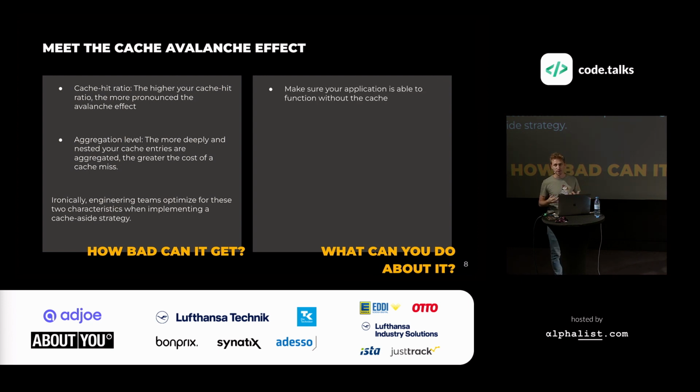And so what can you do about it? Let us go quickly over these steps. The first one is make sure your application is able to function without a cache. This sounds obvious, but it's not so obvious. And as with any calculated risk or calculated downtime, you don't need it to happen in production to know what the impact is on your application, right?